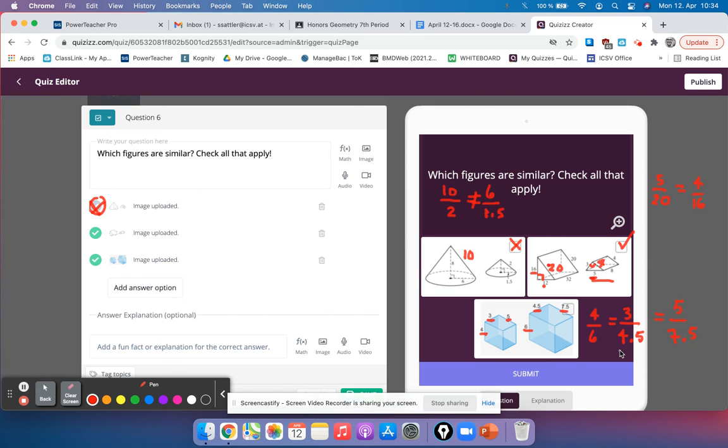These ratios are all equal to 2/3. So they're all equal to 0.6 repeating. Okay, so then this one is also similar.